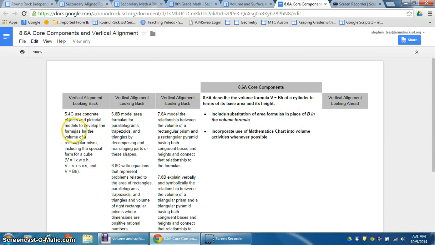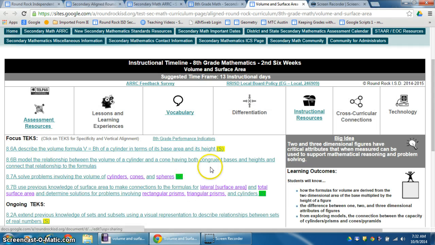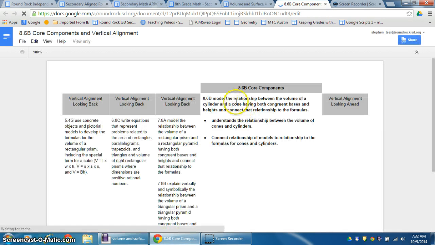A lot of kids come out of the lower grades just believing that volume is length times width times height. And so there's this progression throughout the 5th, 6th, and 7th to begin implementing that idea of the area of the base times the height. And when we go back and look at the other supporting standard, it is modeling the relationship between the volume of a cylinder and that of a cone.